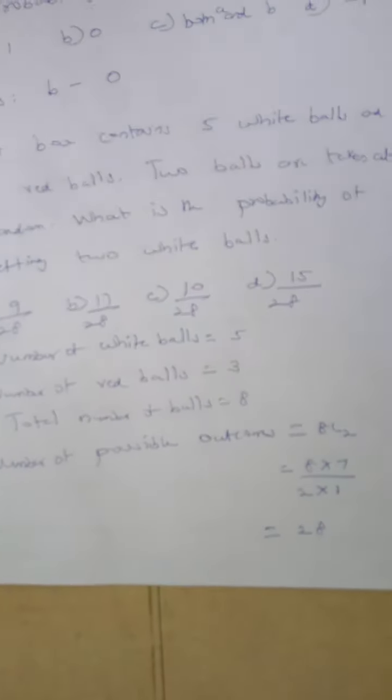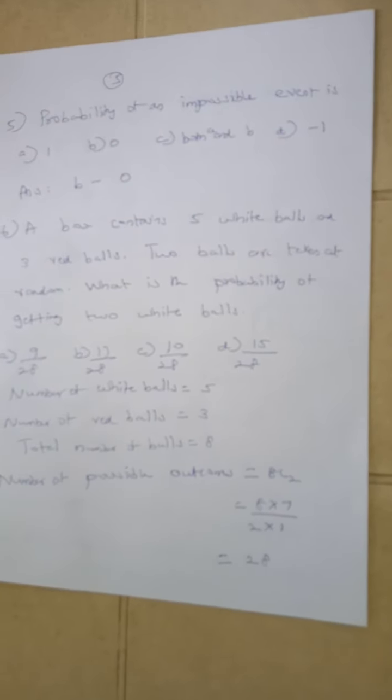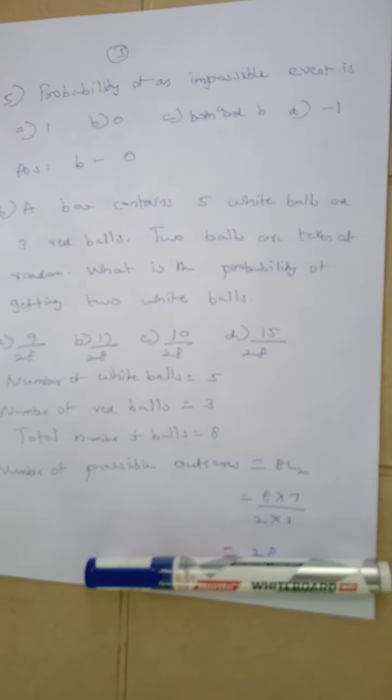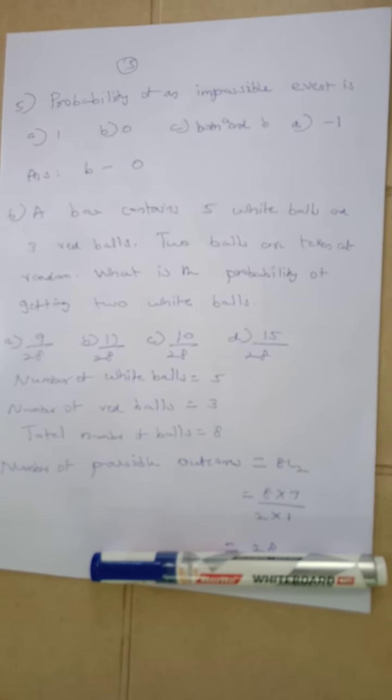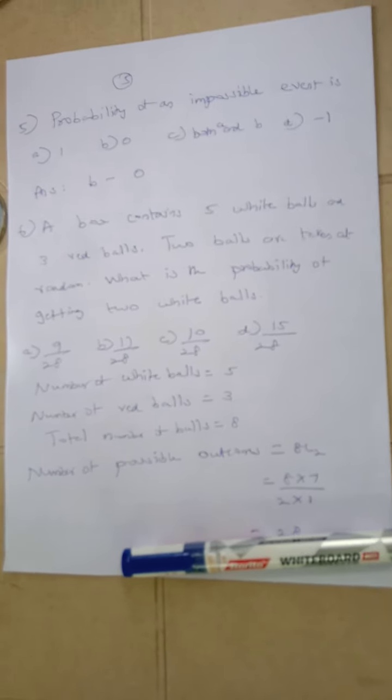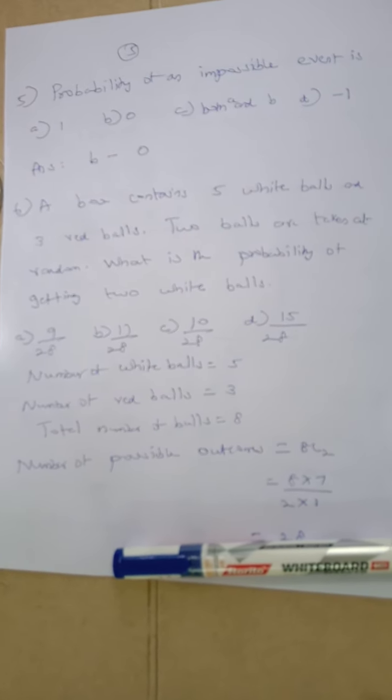Question number 5. Probability of an impossible event is: option A 1, option B 0, option C both A and B, option D -1. Here the correct answer is option B, 0. Probability of an impossible event.